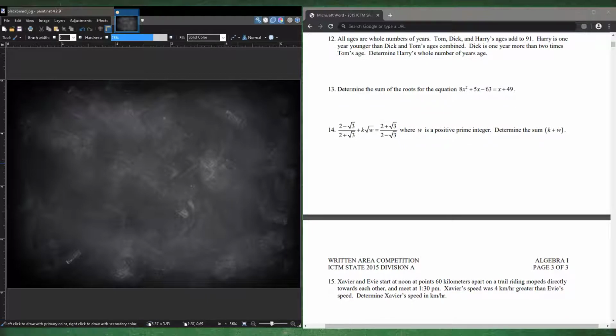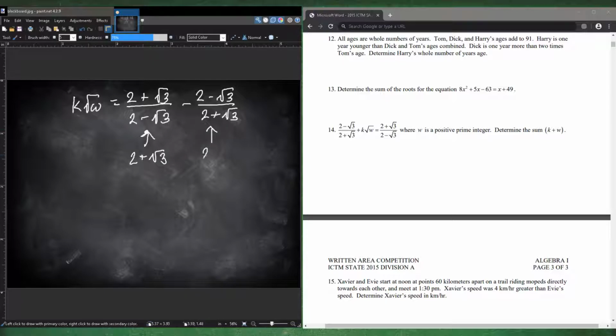Number 14, (2 minus square root 3) over (2 plus square root 3) plus k square root w equals (2 plus square root 3) over (2 minus square root 3). So find k plus w. Okay, so we have k square root w. Just subtract the number to the other side. So then we have a minus 2 square root 3 and 2 plus square root 3. Okay, so we just need to multiply this fraction by 2 plus square root 3 and this fraction by 2 minus square root 3 on the top and bottom, right? Because that's the conjugate. So we already know this is k square root w.